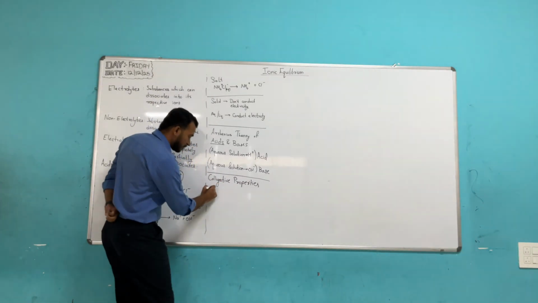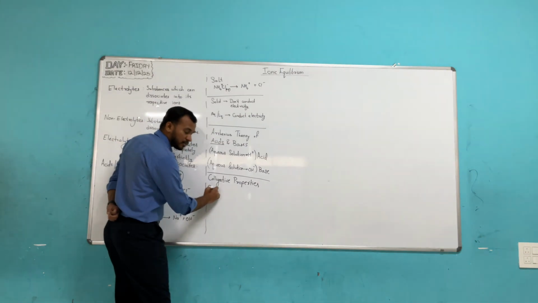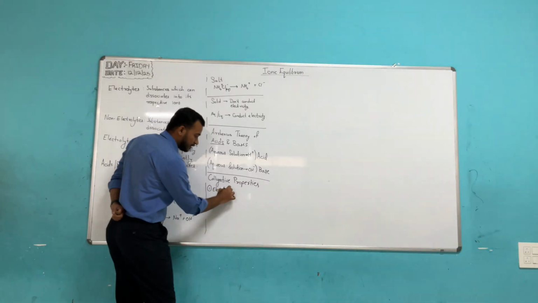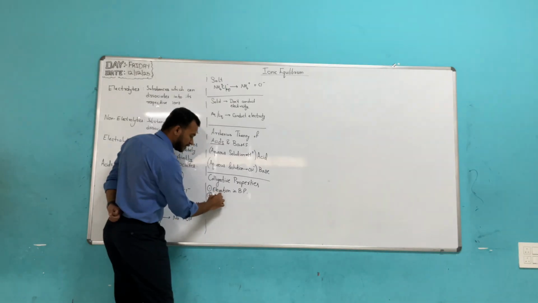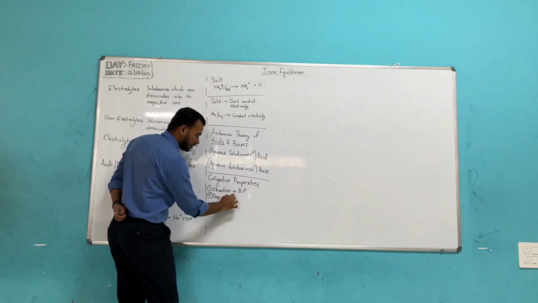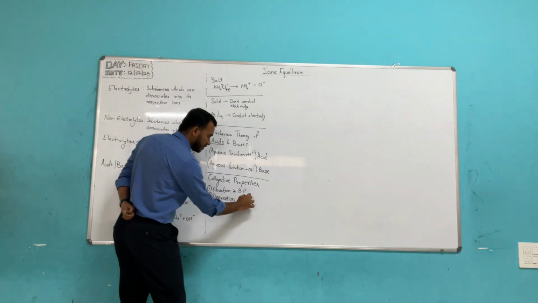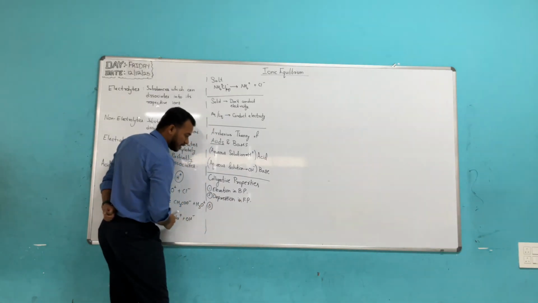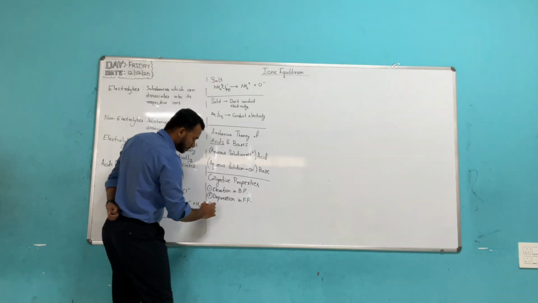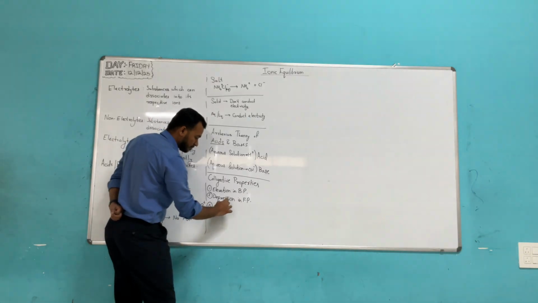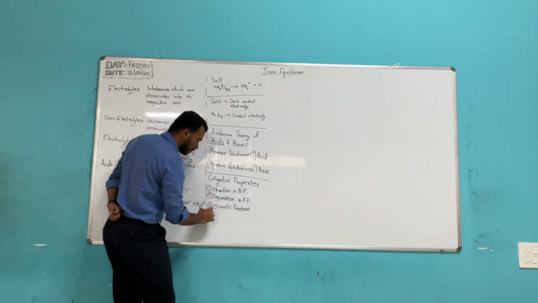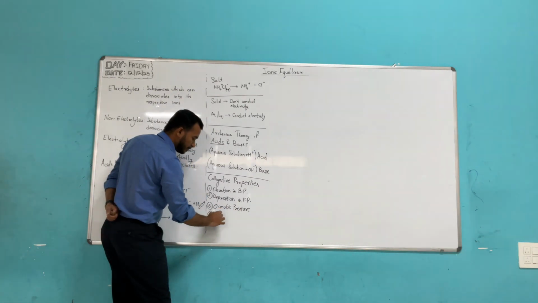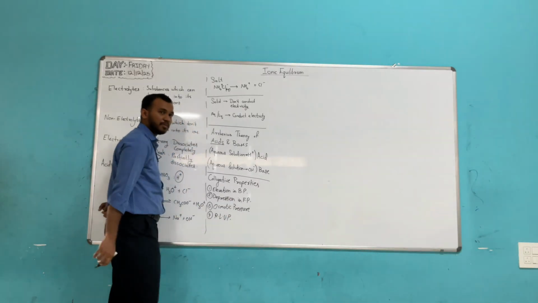First colligative property is what? That is elevation in boiling point. Second one, depression in freezing point. Third one is the osmotic pressure. And the fourth one is RLVP, that is relative lowering of vapor pressure.